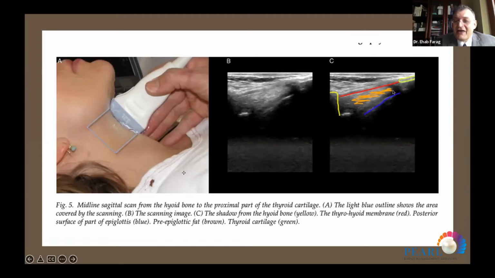And this is another image and another view, and we see it here in the sagittal plane as well. This shows you between the thyroid and the hyoid, this is the thyrohyoid membrane, the pre-epiglottic space, and this is the epiglottis.